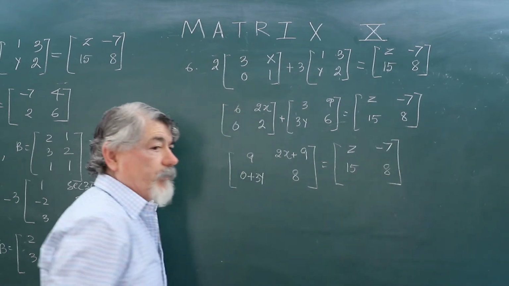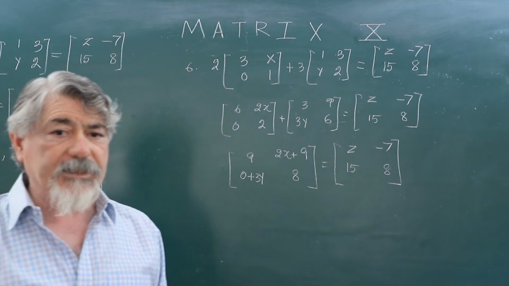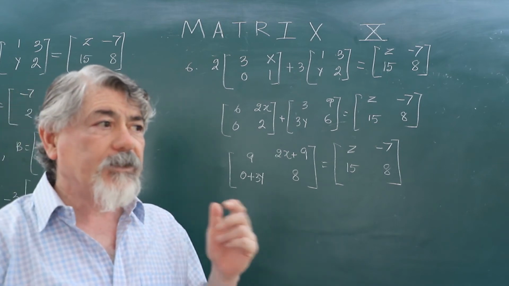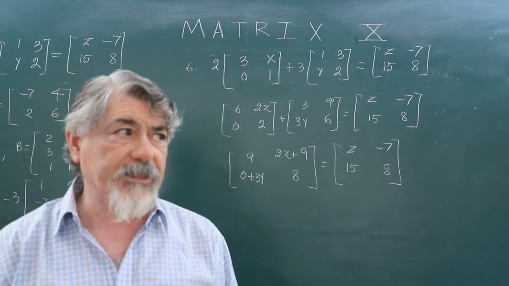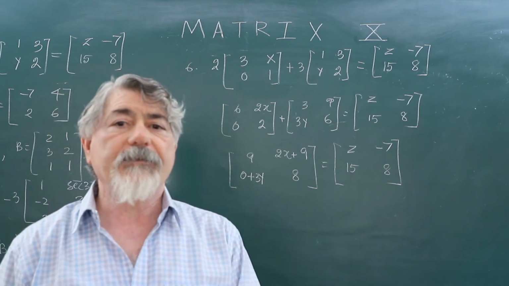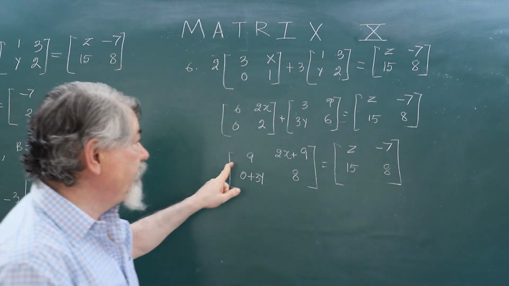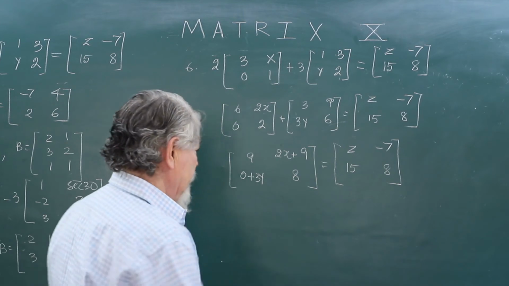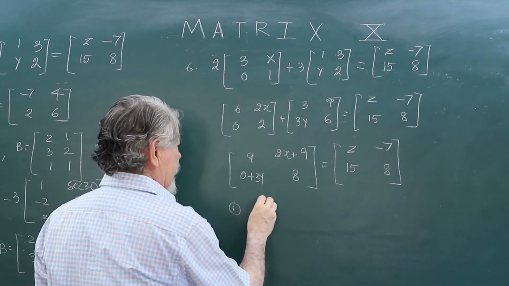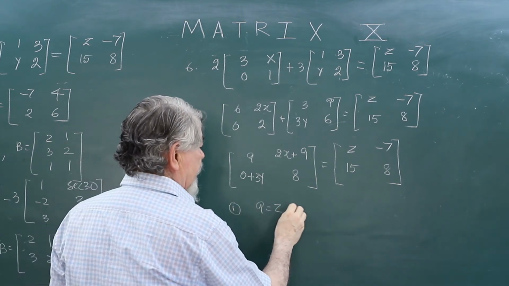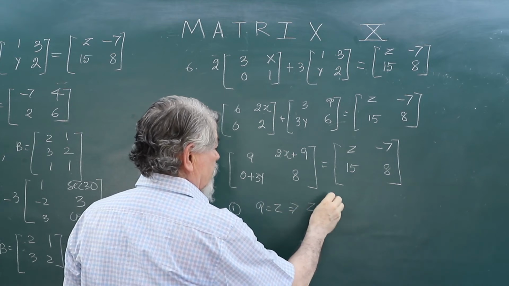We told you the condition for equality of the matrices: two matrices are said to be equal to each other if their corresponding elements are equal. So we will equate their corresponding elements. Like in the first case, 9 is equal to Z, that implies Z is equal to 9.